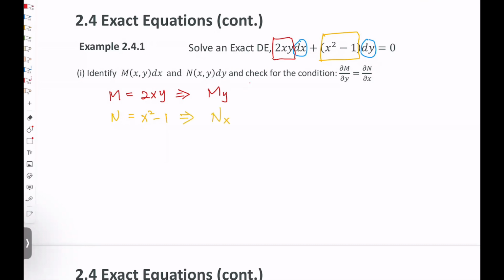So for M in terms of y, that is 2x. When we differentiate in terms of y, x we can consider as a constant, right? So 2x. And then for N, we take the derivative in terms of x, it's going to be 2x. So now they are the same. That means this is an exact differential equation.